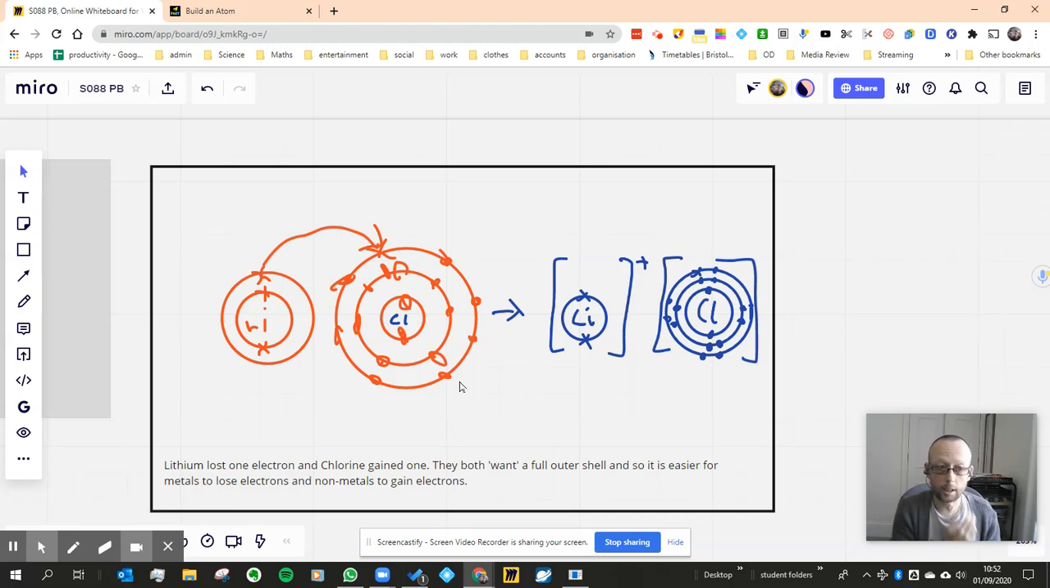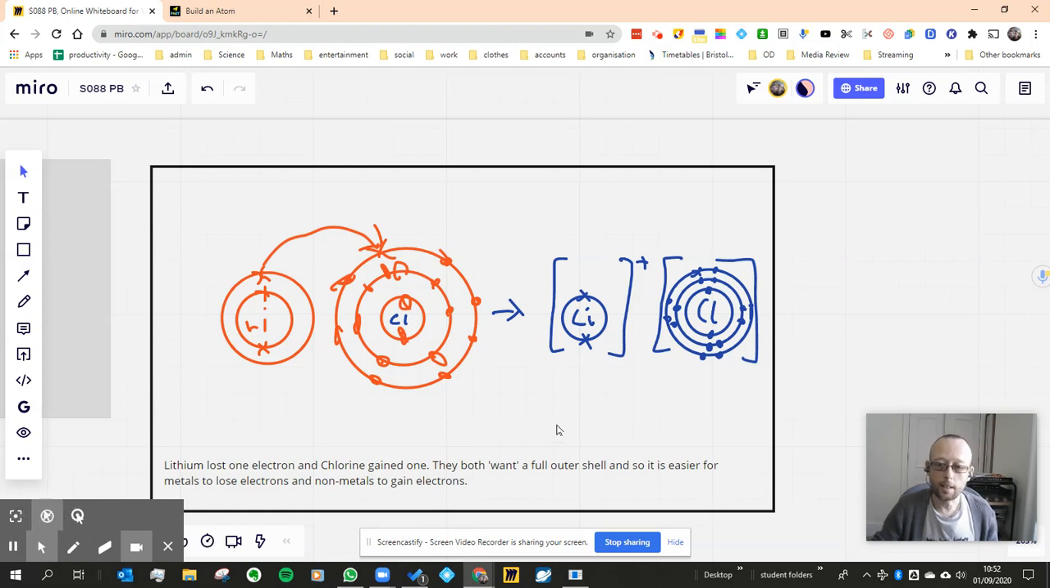Okay, so chlorine would always form a Cl minus ion, and lithium would always form an Li plus ion, because it's the easiest way for them to both produce full outer shells.